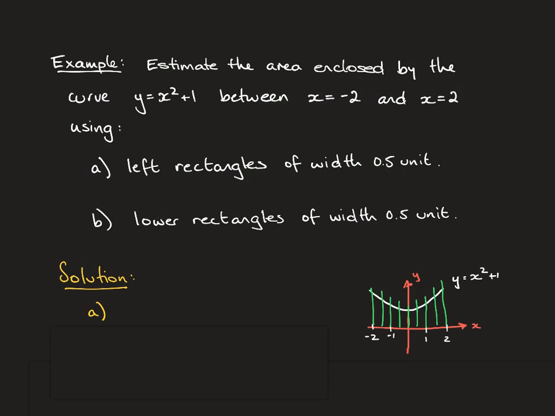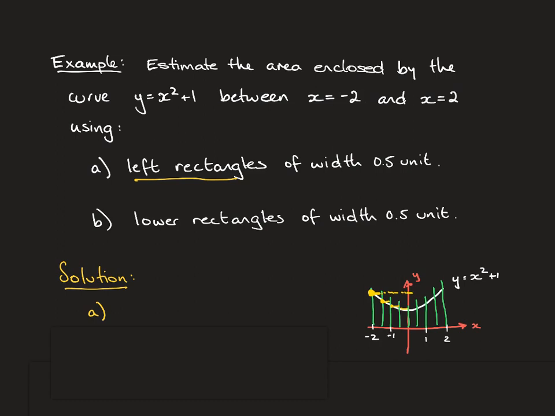So I've been asked to do, for the first one, left rectangles. So I'm going to go along each of the columns and take the left-hand side and make a rectangle from it. So the first rectangle sits there, the second rectangle sits from that point, etc., etc., etc. And so to find the area of this particular rectangle, the first rectangle, I'm going to need to know what that height is there.